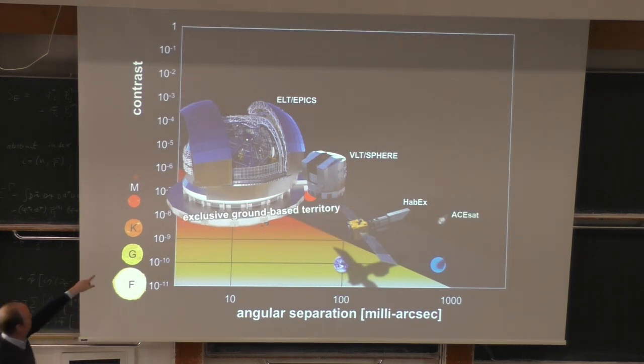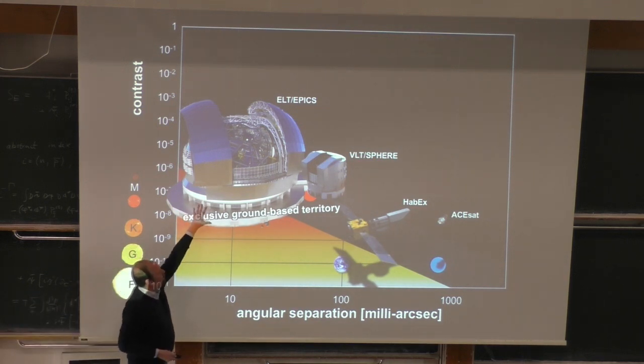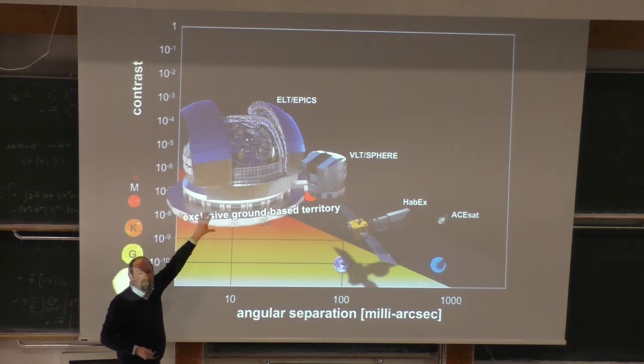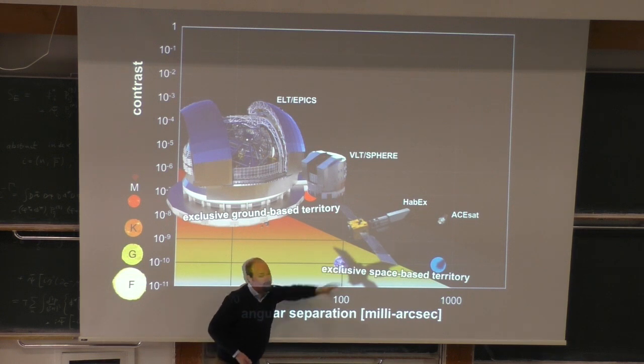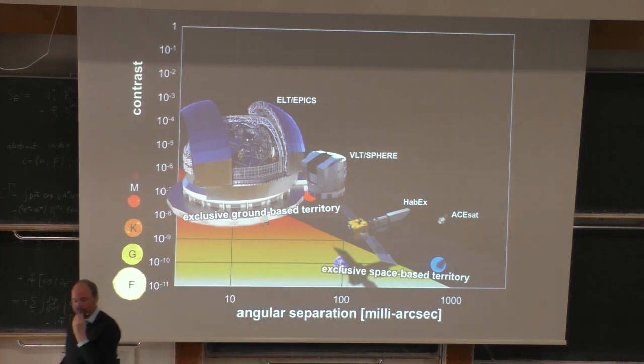Which also means that this is really exclusive ground-based territory. There will not be 40-meter telescopes in space in our lifetime. So to see these planets, we have to build the ELT. And the other regime is really exclusively accessible from space. So these developments are very complementary.